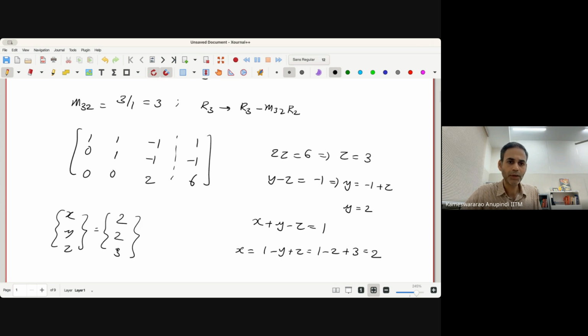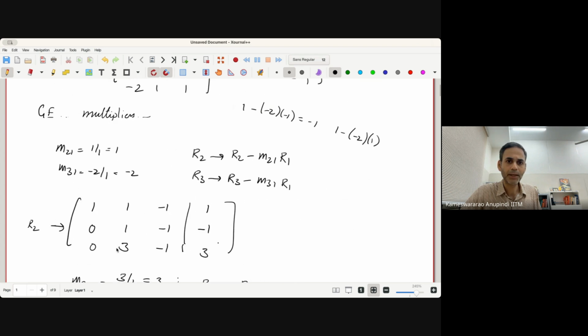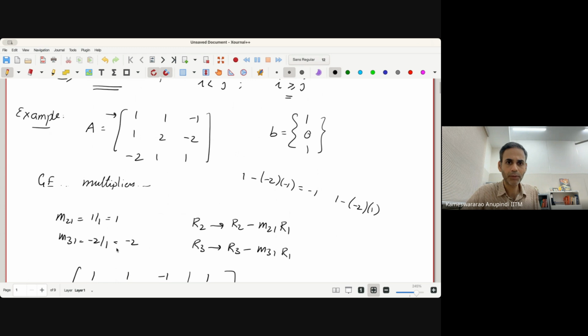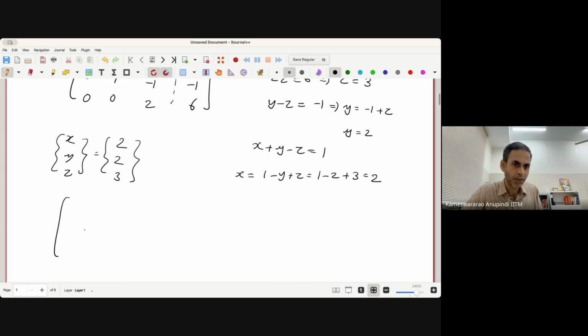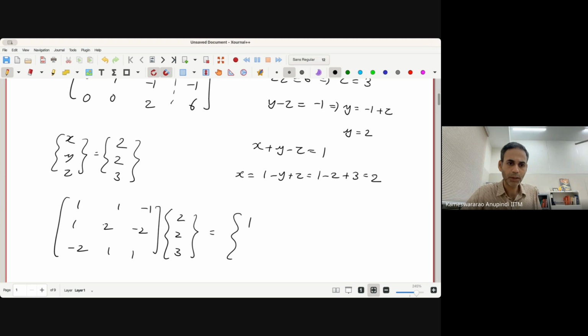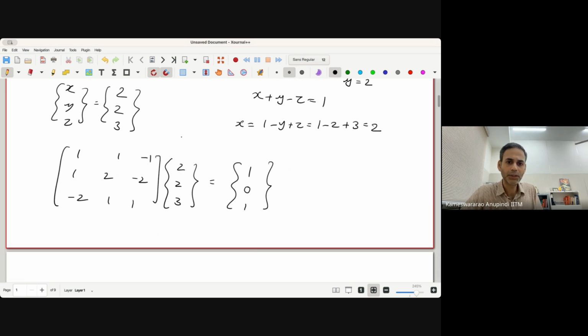Okay, so we can verify this by substituting, by multiplying this matrix, whatever we have, 1, 1, minus 1, with this thing, we should get the 1, 0, 1. Okay, so let us just verify quickly. So what we have is original matrix is 1, 1, minus 1, 1, 2, minus 2, then minus 2, 1, 1. Okay, then we have 2, 2, 3. So what does it give you? It gives you 2 plus 2, 4, minus 3, that's 1. Then you have 2 plus 4, 6, 6 minus 6, 0. Then we have minus 4 plus 2 minus 2 plus 3, 1. Okay, so that basically gives you Ax equal to B. So this is the solution.